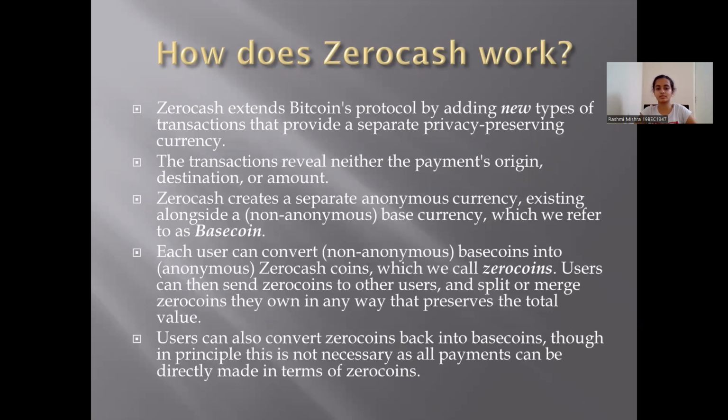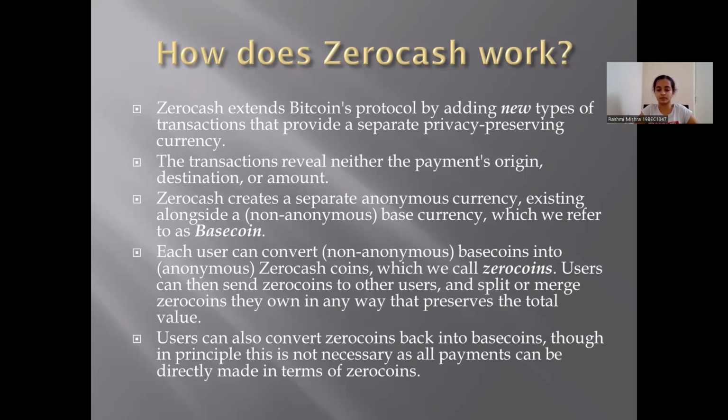Zerocash extends Bitcoin's protocol by adding new types of transactions that provide a separate privacy-preserving currency. The transactions reveal neither the payment's origin, destination, nor amount. Zerocash creates a separate anonymous currency existing alongside a non-anonymous base currency, which we refer to as base coin. Each user can convert base coins into Zerocash coins, which we call zero coins. Users can then send zero coins to other users and split or merge zero coins they own in any way that preserves the total value.